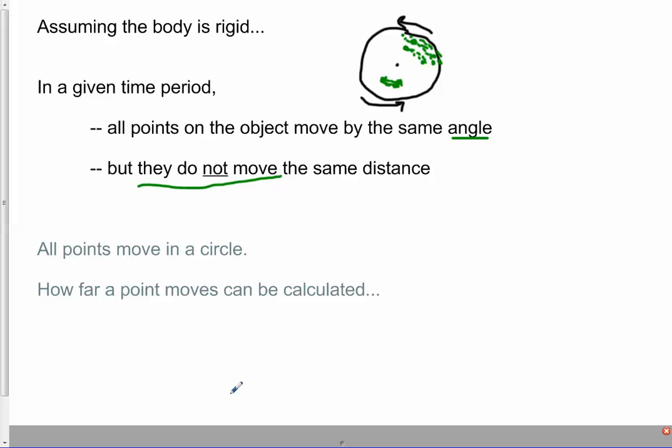And here's the actual formula. Before I say the formula, the distance that it moves, we usually use the letter S for that. I'm not sure why. But how far you move, so I'll call that delta S, is you take the angle that you moved in and multiply by the radius. And this R is the radius. It's how far away you are from the center.